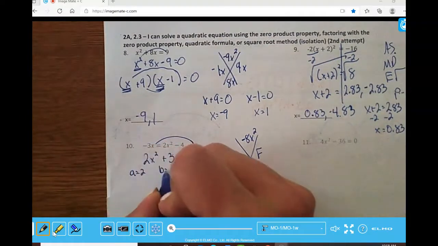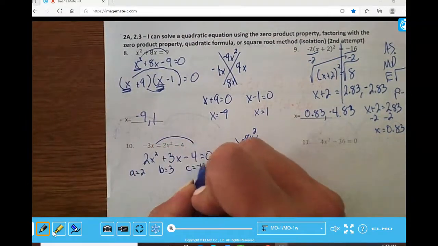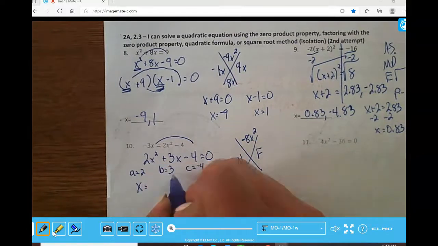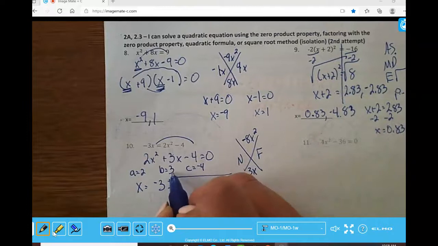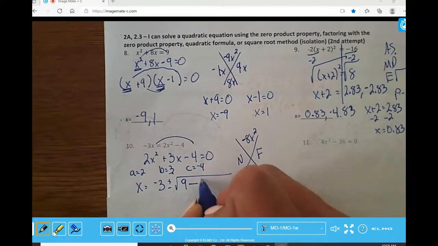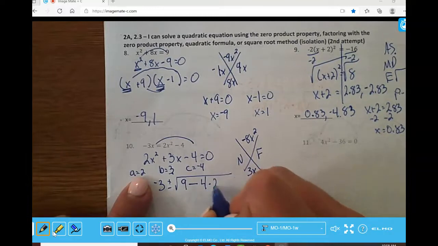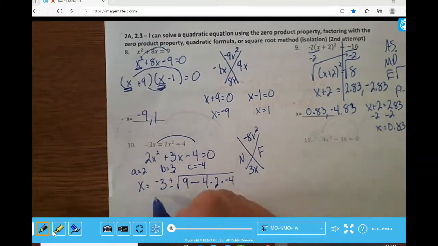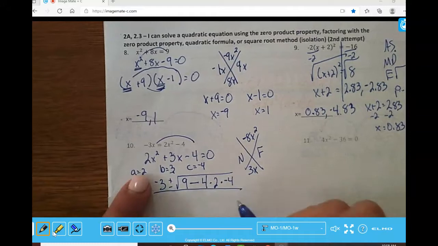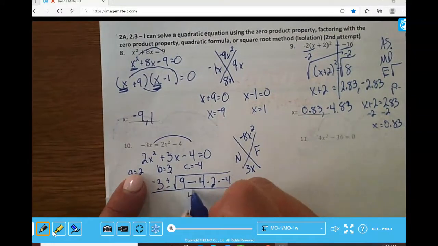Here is everything set up. And that is on your map, x equals opposite of b, so negative 3 plus or minus, and now I'll take this b value and square it, so 3 squared is 9. There's the minus 4 times my a times my c, and then all of that is over 2 times a, so 2 times 2 is 4.